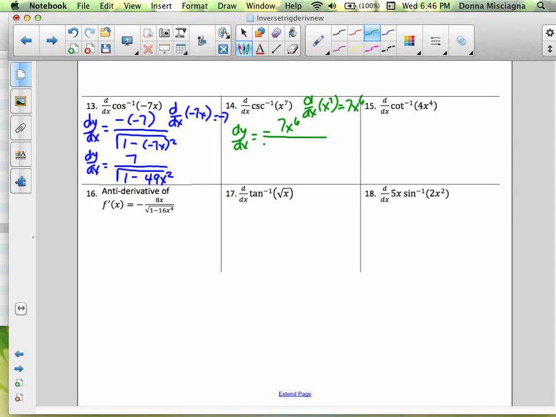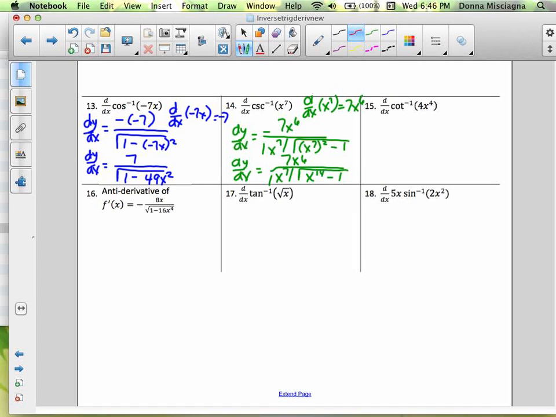Divided by the absolute value of x to the 7th times the square root of x to the 7th squared minus 1. And so that's dy/dx equals 7x to the 6th divided by the absolute value of x to the 7th times the square root of x to the 14th minus 1. And we're done.